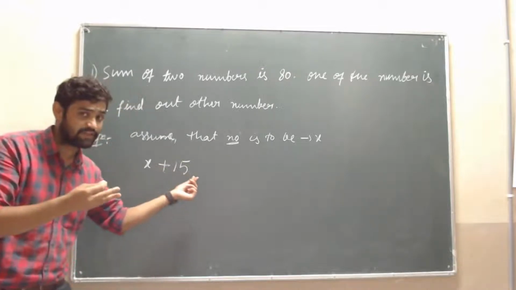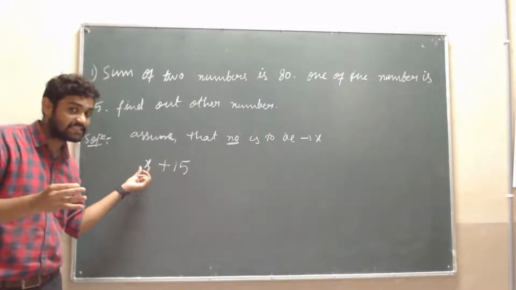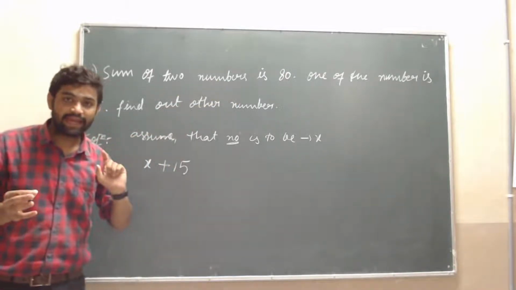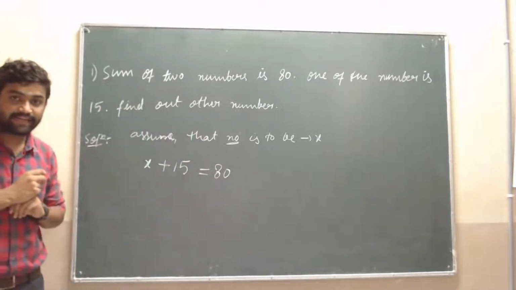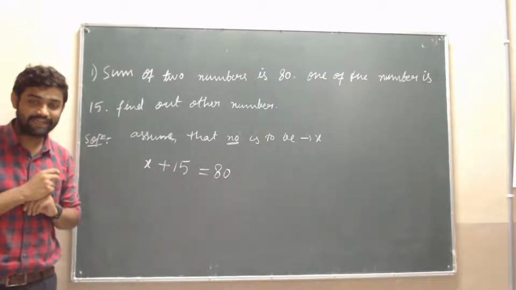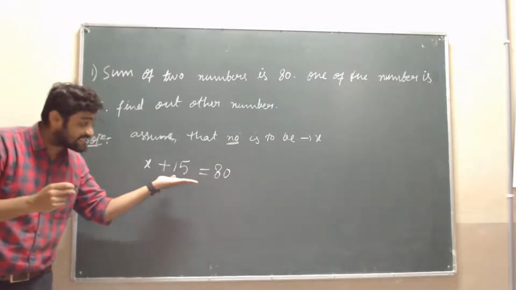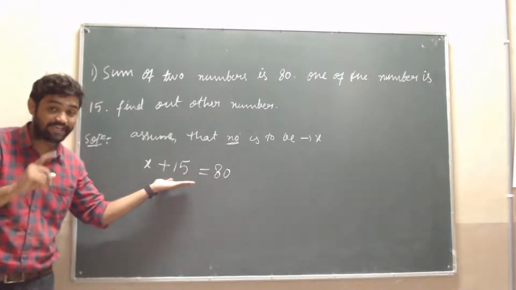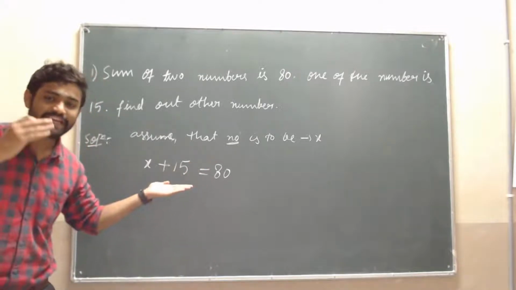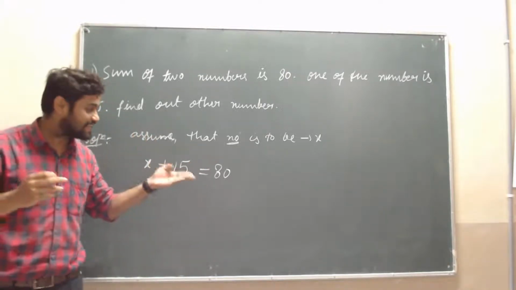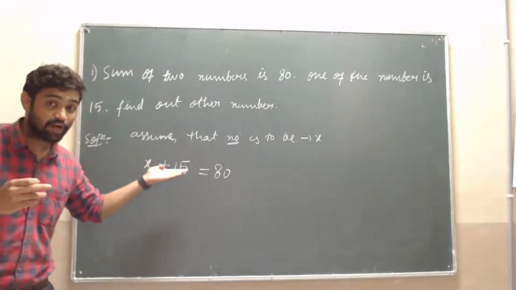We don't know x plus 15, but the sum of the two numbers, 15 as well as x, will be 80. See here, x plus 15 is equal to 80. This is the equation. This is a linear equation in one variable. We know how to solve a linear equation in one variable, by two methods: the transpose method, or the inverse operation method.